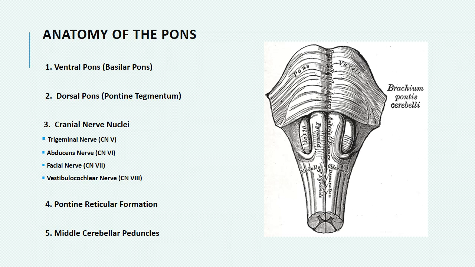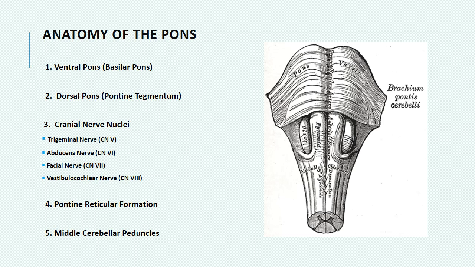Anatomy and functions of the pons. The pons is a key structure in the brainstem located between the midbrain above and the medulla oblongata below. It serves as a crucial relay station, regulates breathing and sleep, and supports sensory and motor functions through its cranial nerve nuclei and neural connections.